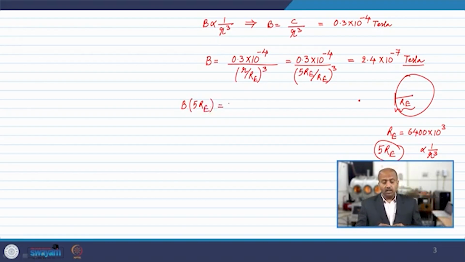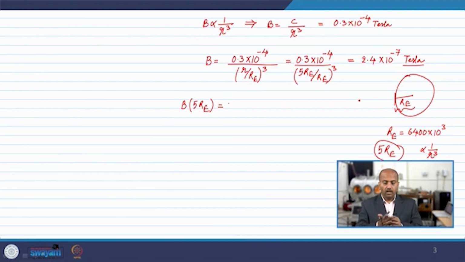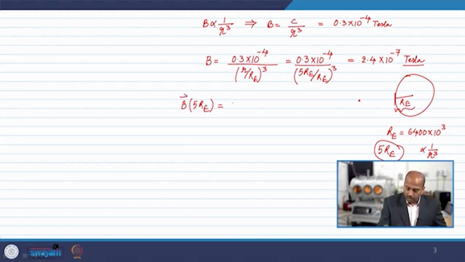Why is 5 RE specific? Because 5 RE is where the plasma is situated right now, and if you go back to the question once again, we have to find out what will be the drift velocity experienced by the electrons and ions when they start experiencing the magnetic field at 5 RE, right. So, the magnetic field magnitude B at 5 RE is 2.4 10 to the power of minus 7 Tesla.